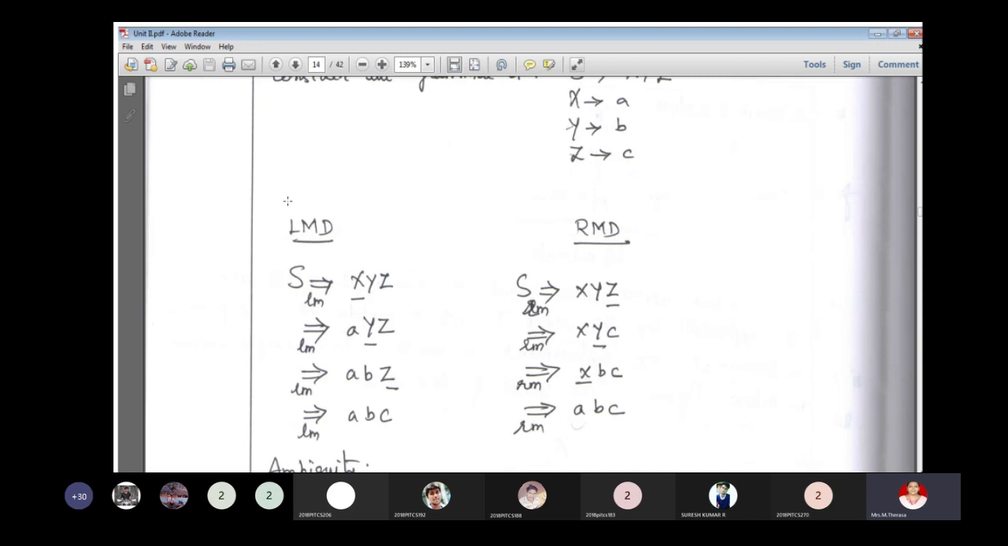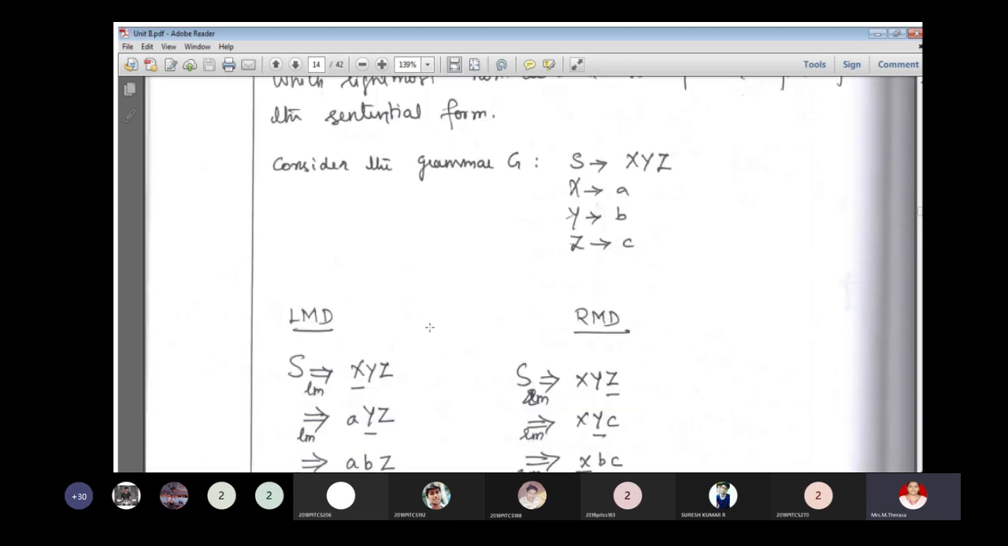So here we have to take the rightmost non-terminal. So Z is the rightmost non-terminal. It can be replaced by C. In the next step, Y becomes the rightmost non-terminal, so that can be replaced with B. And next, X is the only non-terminal, we can replace it by A.